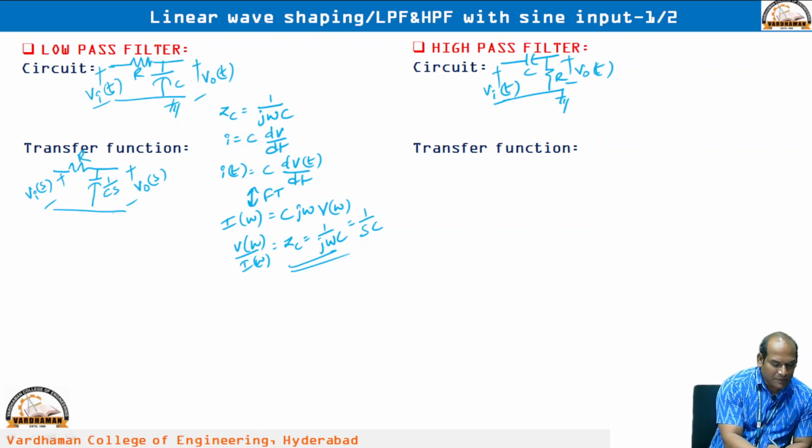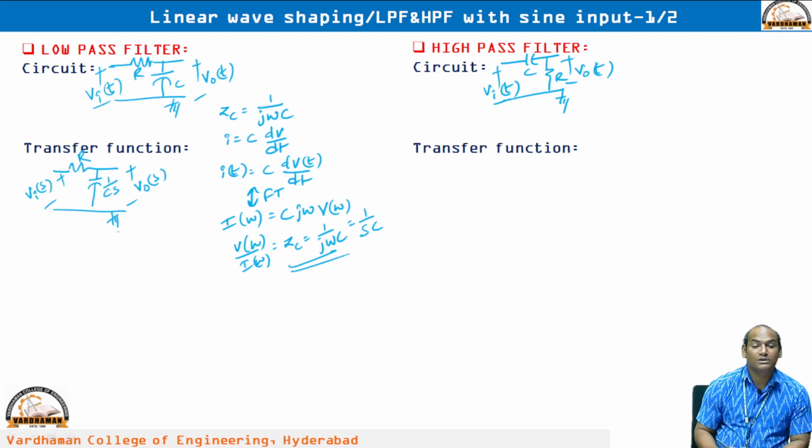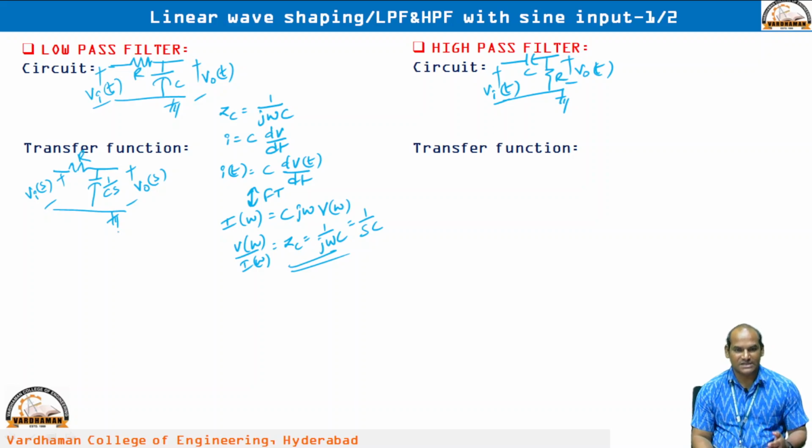So, now you can apply voltage dividing rule to get the output voltage. Okay. R and 1 by Cs both are in series. So, the supply voltage Vi of S is divided between these two. So, to have the voltage across this particular capacitance, we can apply voltage dividing rule.